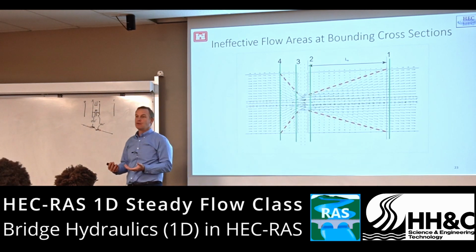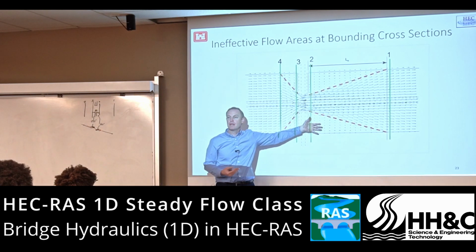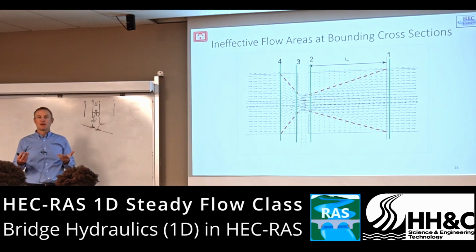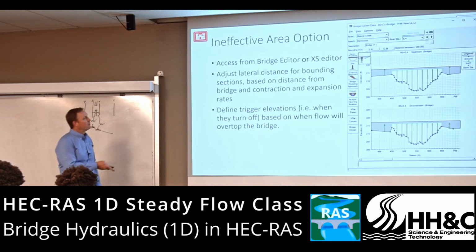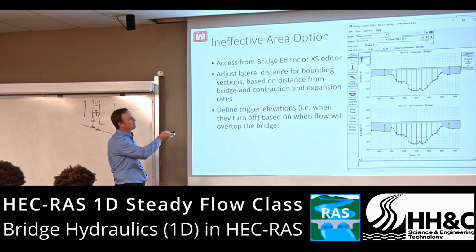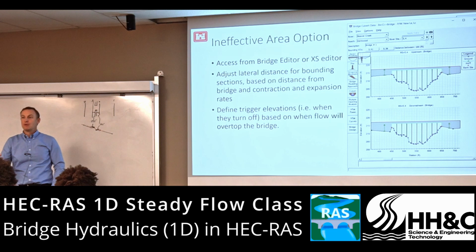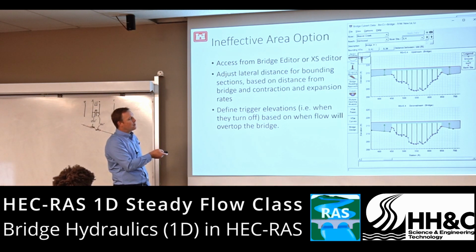Well, what happens during high flow? During high flow, the water that's over here hits the bridge, and then it goes over the top, right? So we don't want to have those ineffective flow areas active, because during high flow, the whole cross section is flowing full. So when we go to set these, this is your bridge editor, and you're going to learn this afternoon how to enter the bridge deck data into RAS. But once you have your deck in there, now you can visualize where the opening is, and you can start to visualize on the bounding cross section where that ineffective flow area should be.